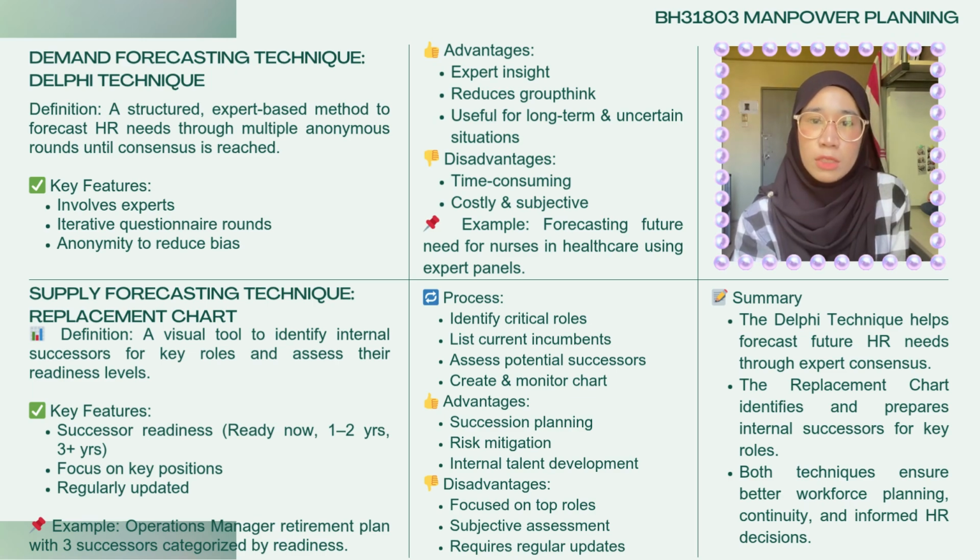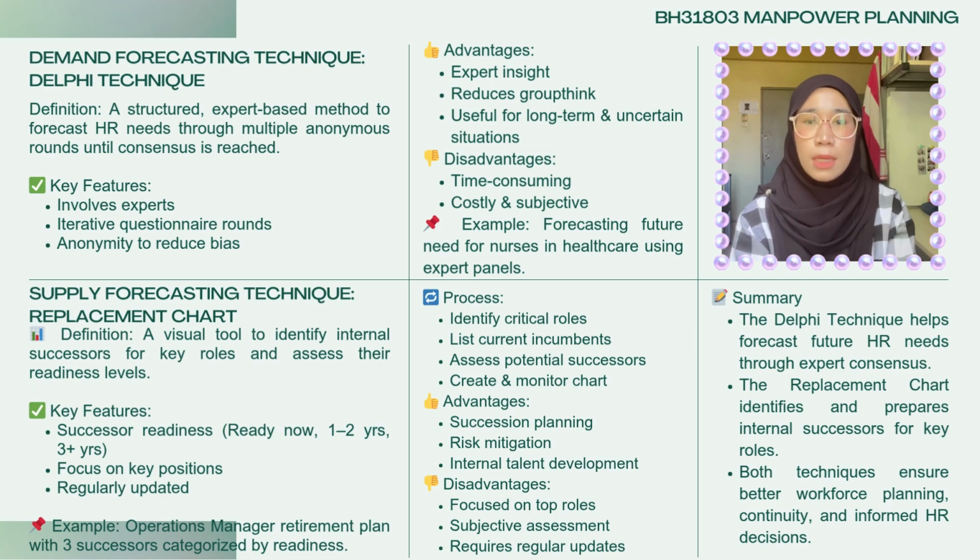Now, let's move on to the replacement chart, which is a tool under supply forecasting. This chart is a visual representation of key positions within an organization showing the current incumbents and their potential successors. It helps in identifying who is ready now, who will be ready in 1 or 2 years, and who might need longer-term development. The replacement chart is very effective for succession planning, especially for leadership or specialized roles.